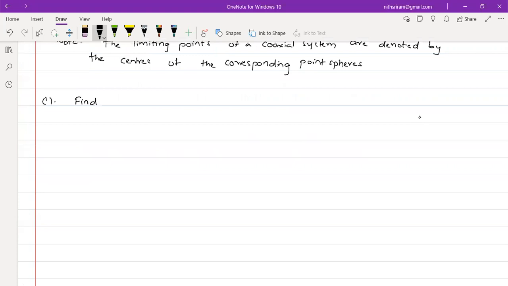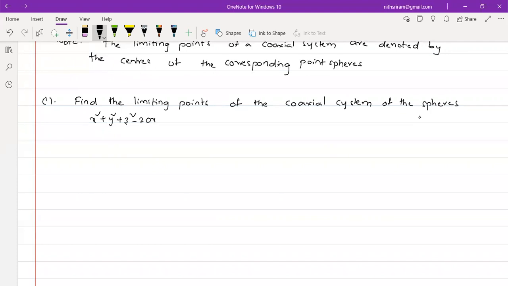Find the limiting points of the coaxial system of spheres x square plus y square plus z square minus 20x plus 30y minus 40z plus 29 plus lambda into (2x minus 3y plus 4z) is equal to 0.